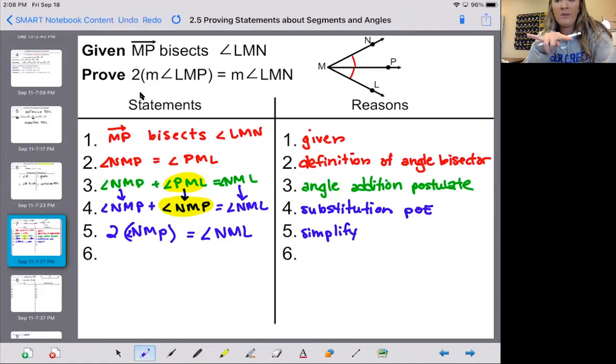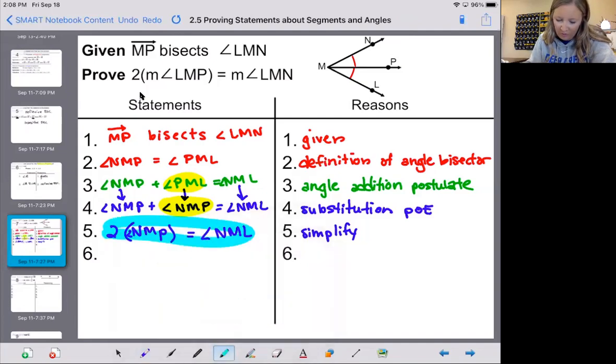Because if you have 2 of something and you add them together, like if you had x plus x, that would be 2x, and that's just simply combining like terms or simplifying. So it looks like I have an extra step here. I hope I didn't leave one off by accident, but it looks like I finished early. So I do have what I was trying to prove here, and it does match up. So it looks like I'm good.